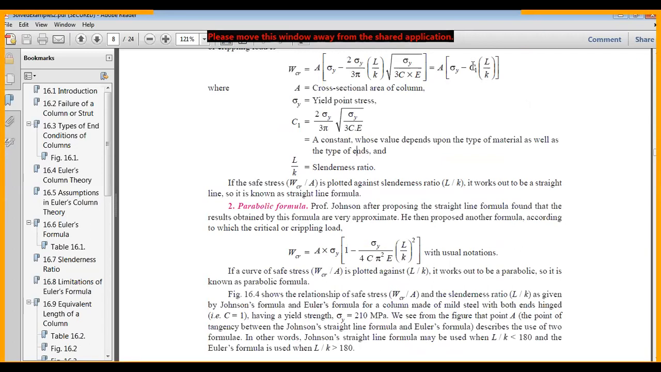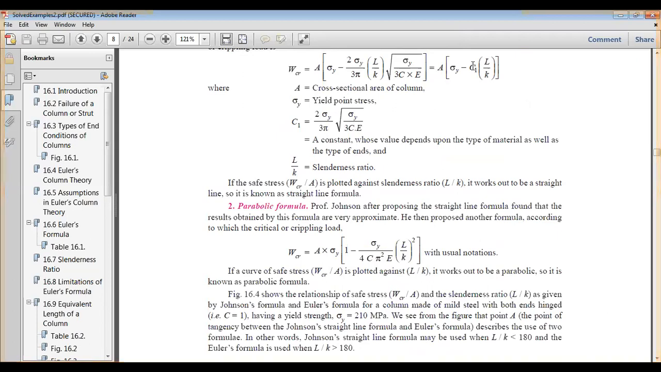I hope with these two examples, you have got to know how to calculate the crushing load and crushing stress, and in what direction the column is going to fail. So this example would have explained it better.